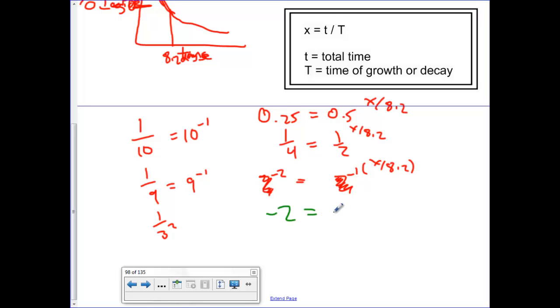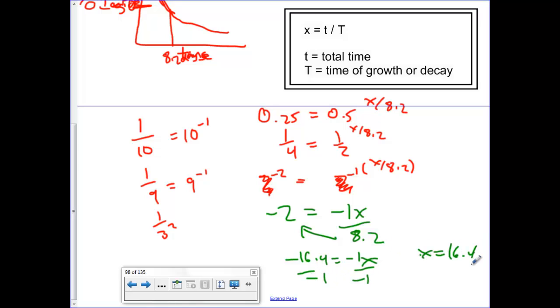Because here's what you'll get. I got negative 2 equals negative 1x over 8.2. And you probably had positive 2 equals positive 1x. So just times your 8.2 up over here. And then it's negative 16.4 equals negative 1x. Divide by negative 1. X is 16.4.